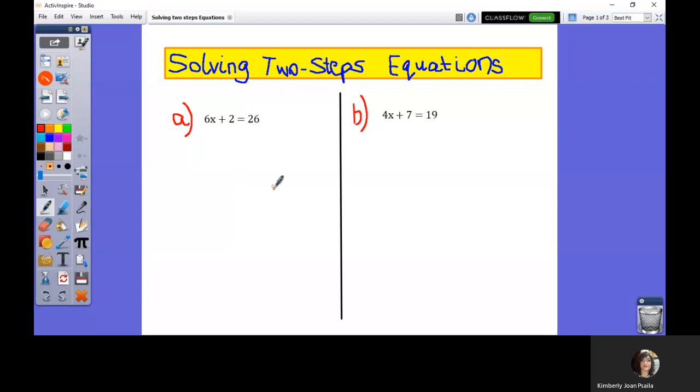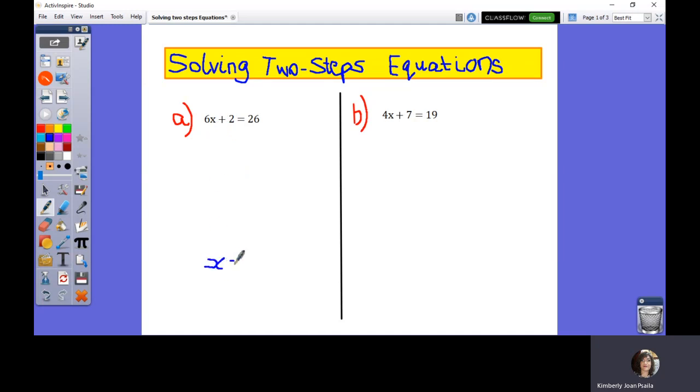Hello again. So in this video, we're going to solve two step equations. Why are they called two step? Because I'm going to need to do two steps in order to solve equations. Simple as that. Okay. So here we have 6x plus 2 is equal to 26, and I need to find the value of x.